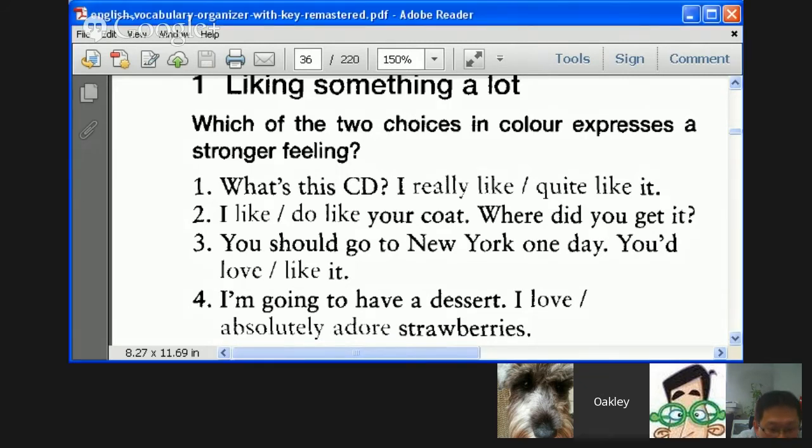What we're going to do. Which of the two choices, now there's two choices here, which do you think expresses a stronger feeling of liking something? Go ahead and read it, and then read which part you think is a stronger expression of liking something. Okay. All right. I really like it. Very good. Yeah, I really like it is a stronger response than I quite like it. Quite like it is a little above 50%, kind of neutral. Okay, very good.